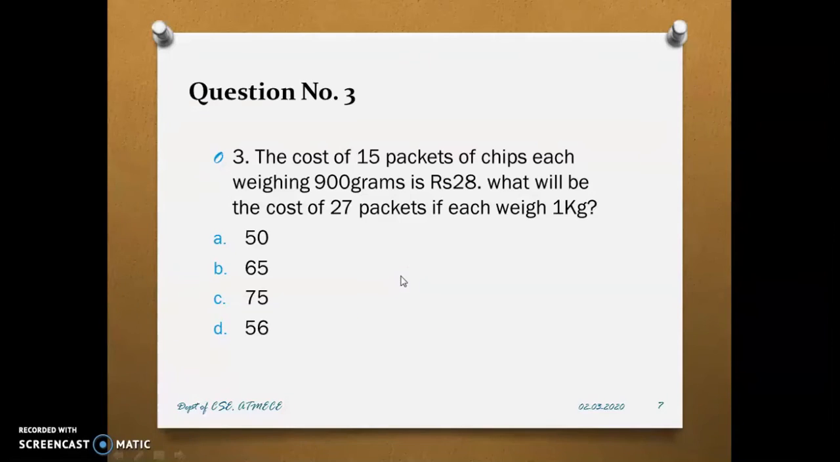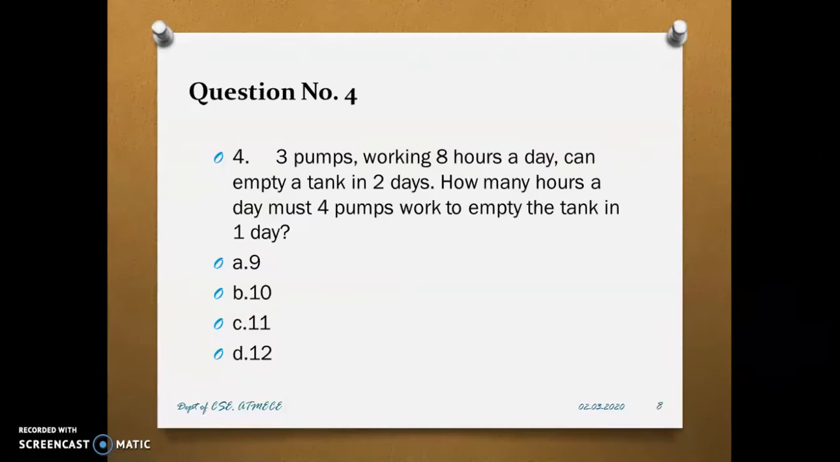Let's see question number 4. Question number 4 says 3 pumps working 8 hours a day can empty a tank in 2 days. How many hours a day must 4 pumps work to empty the tank in 1 day? So more pumps means less working hours per day. It is indirect proportion. Less days means more working hours per day. It is indirect proportion.